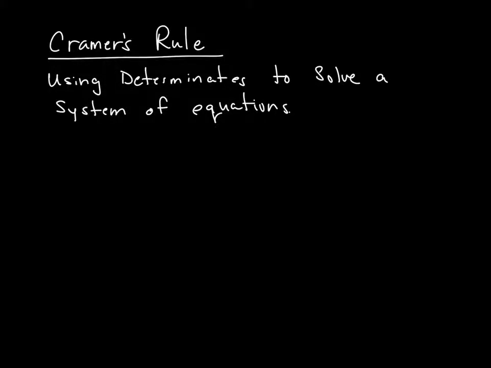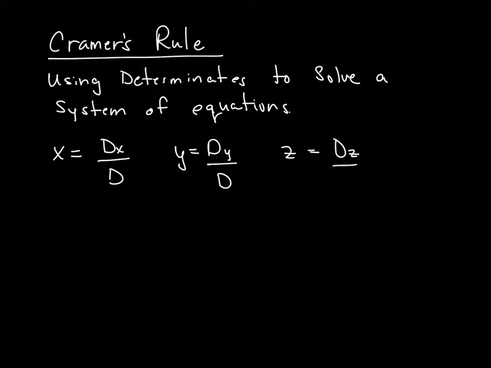So for a system of 3 by 3 equations, solving for x will always be the determinant of x over D, the determinant of D. Y is equal to the determinant of the y matrix over the determinant of D. And z is equal to Dz over D. And again, these each are a ratio of the determinants.